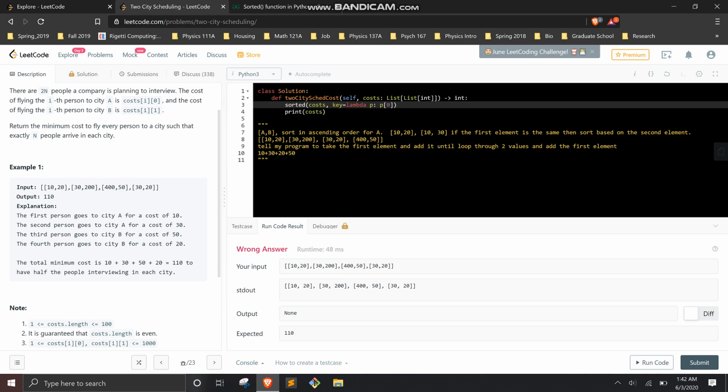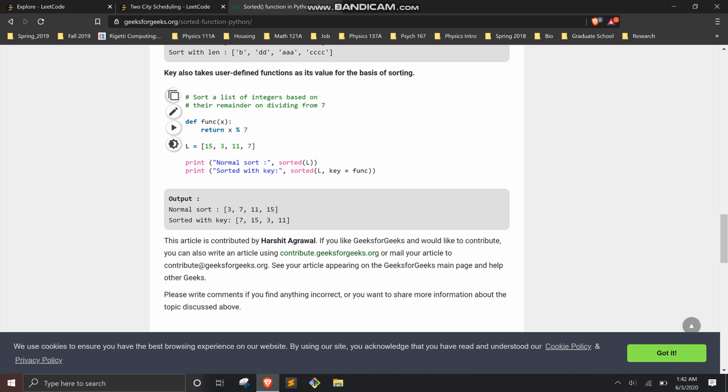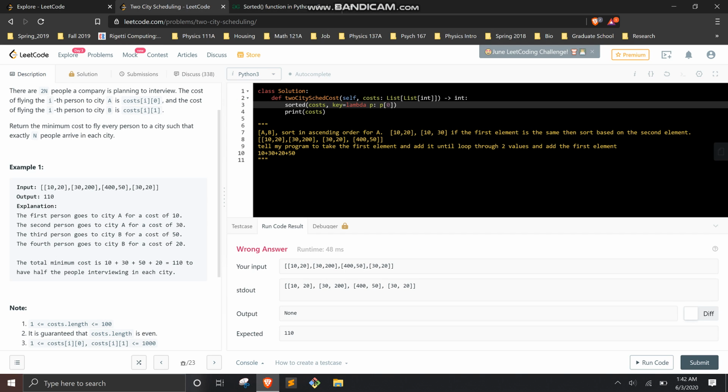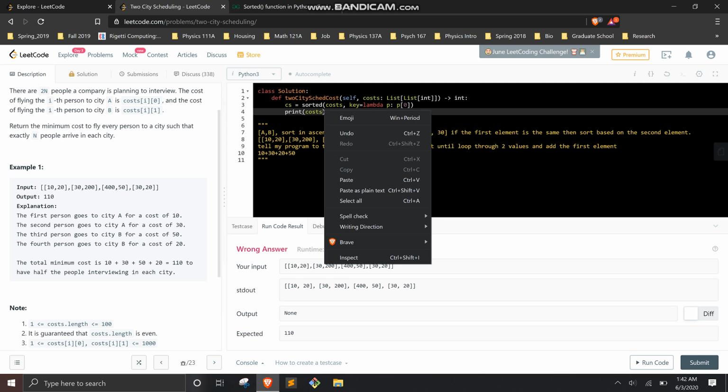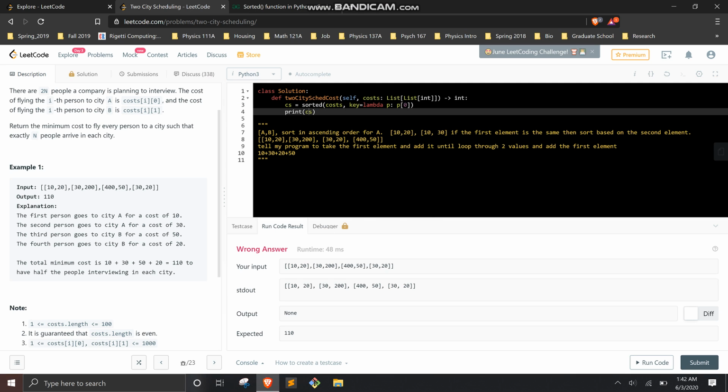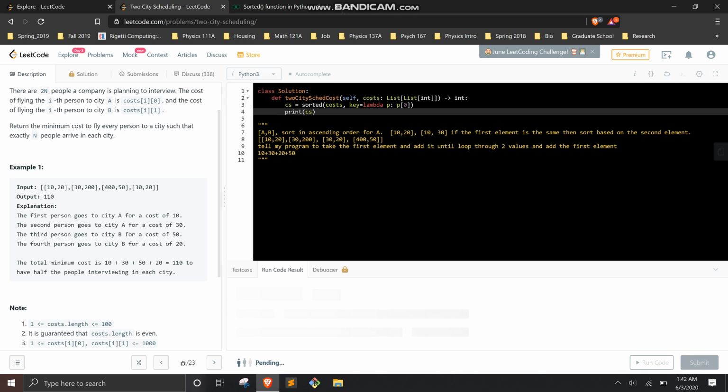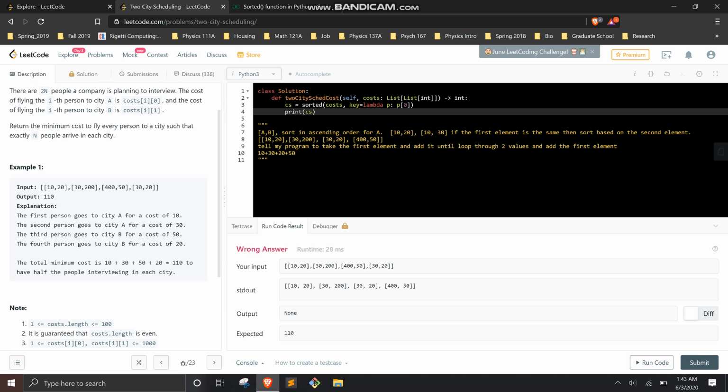How come it doesn't work? Why is this one here and this one here? Oh, that's right. This returns a new list. So, CS, and then print CS. Okay, so let's see if this will work.